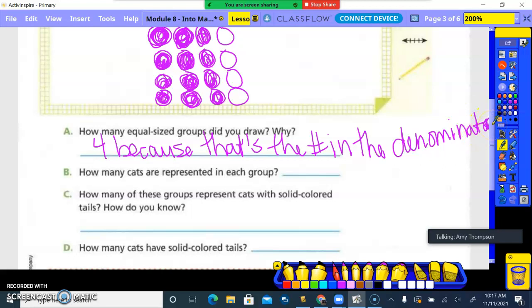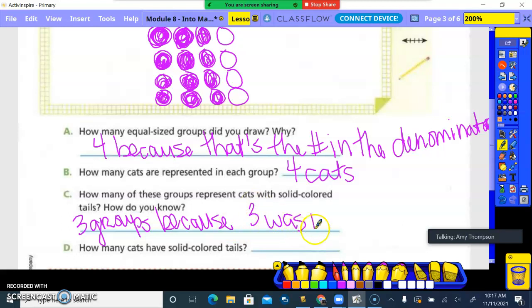Okay, so how many cats are represented in each group? So how many were in each row, guys? 4. Yeah, 4 cats were in each row. How many of these groups represent cats with solid colored tails? So how many columns, guys? 3 groups, right? Because 3 was in the numerator.